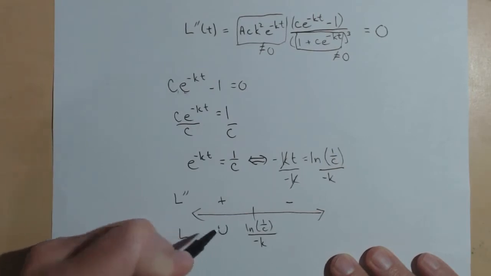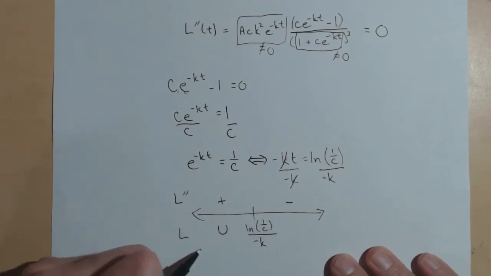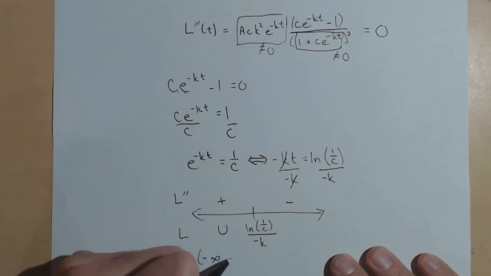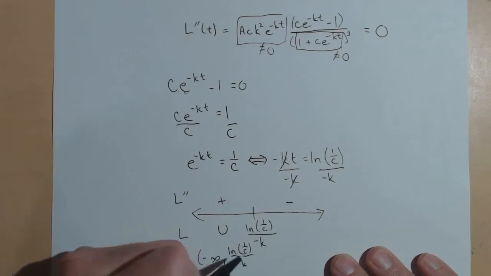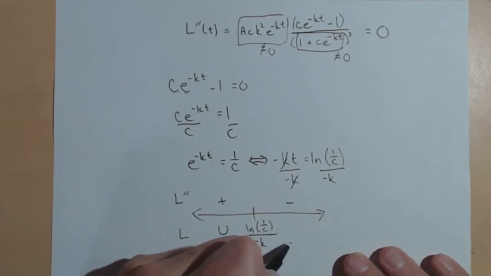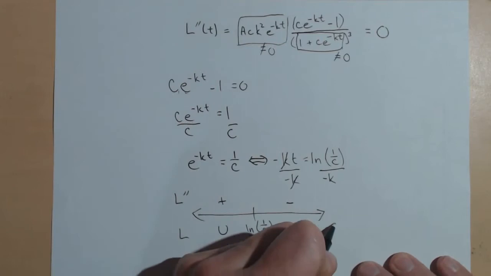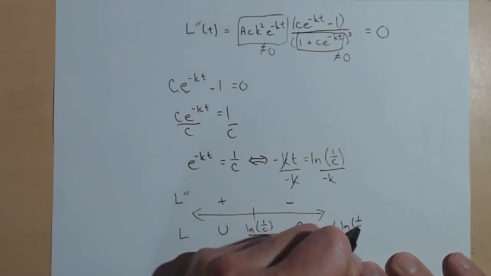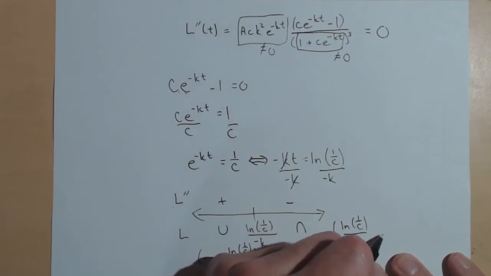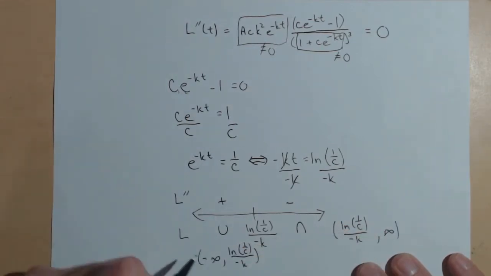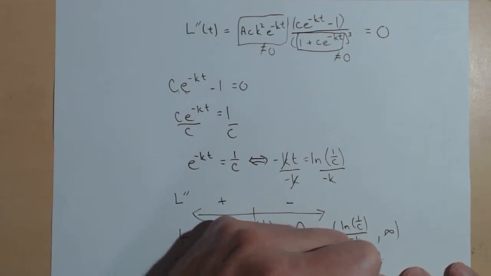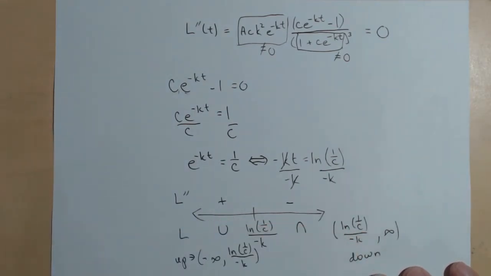So L is concave up from negative infinity to ln of 1 over c over negative k, and it's concave down from ln of 1 over c over negative k to infinity. So here's our interval for up, and here's our interval for down. So we can actually figure out the concavity from our number line analysis.